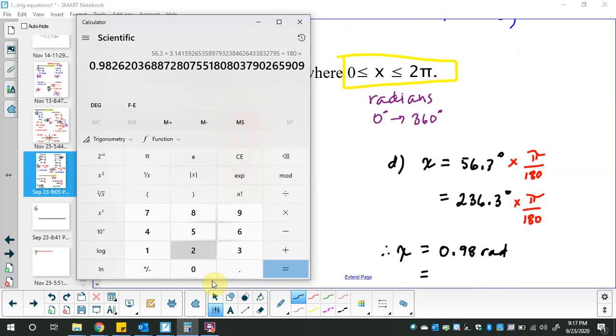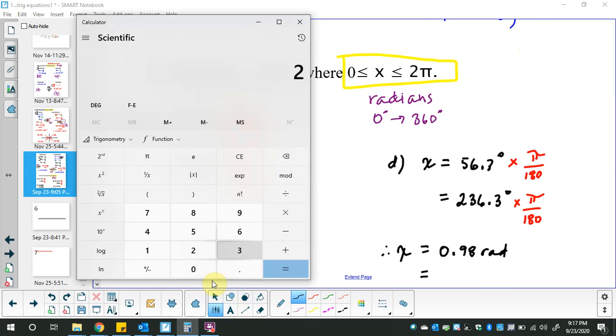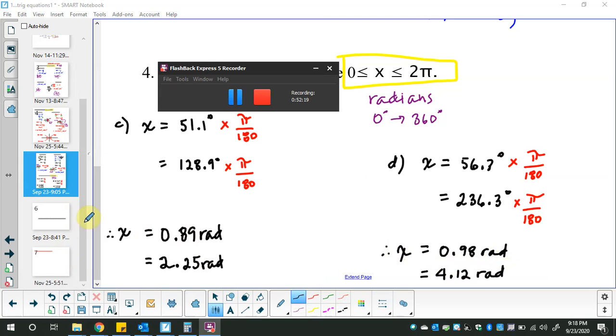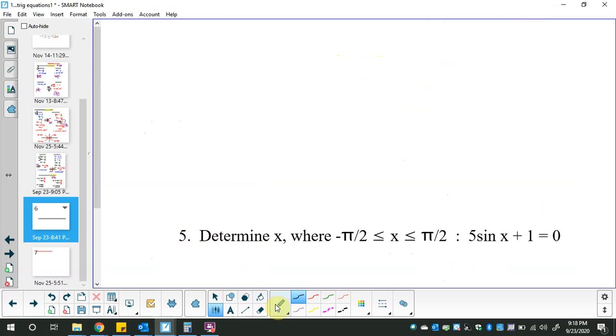And the last one, finally, 236.3 times pi button, or 3.14 divided by 180, equals 4.12. Be specific: radians. All right. I'm going to do it. Truly the last question.